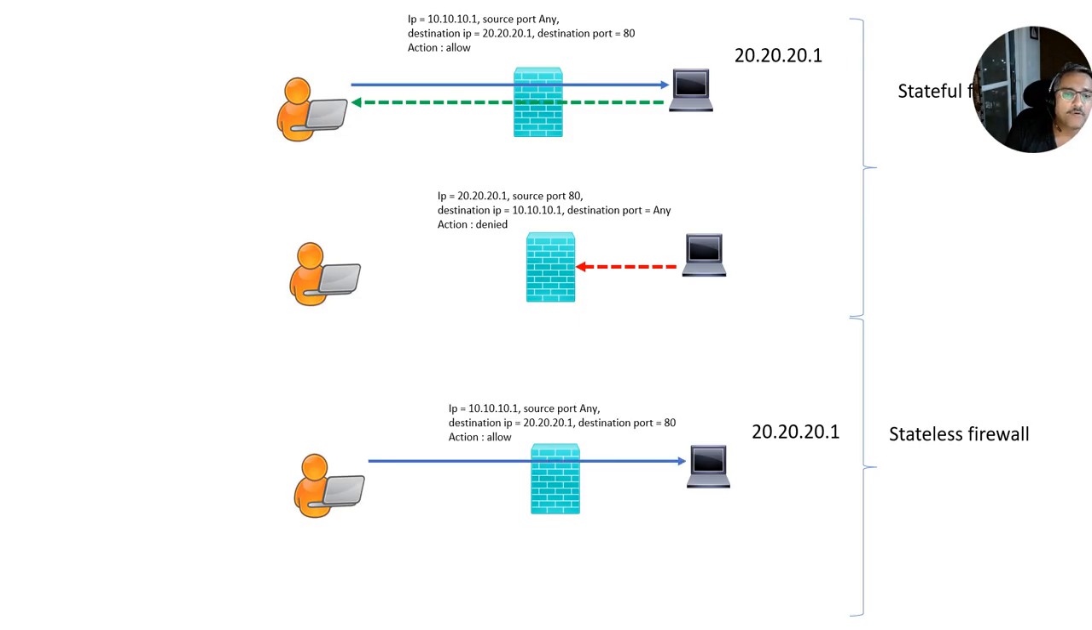But in a stateless firewall, you will have to put the rule for outgoing as well as for incoming, because the firewall is not going to maintain the state table. So even though there is an outgoing rule which permits the outgoing connection, because it cannot track the state of the TCP, it will not allow the incoming connection if there is no rule for the incoming connection. So there will be two rules for each connection.